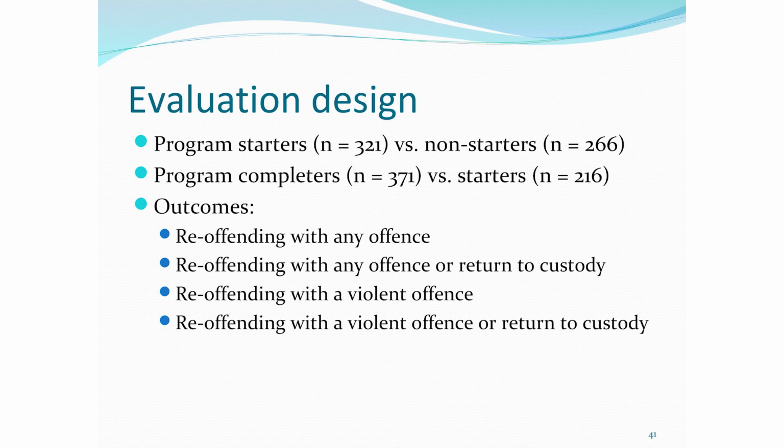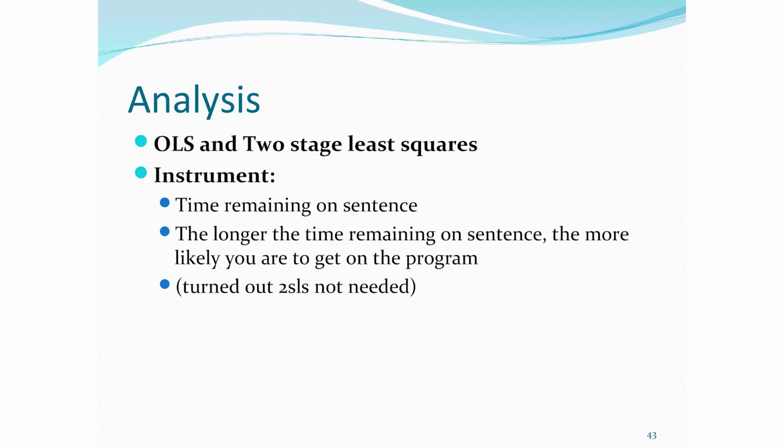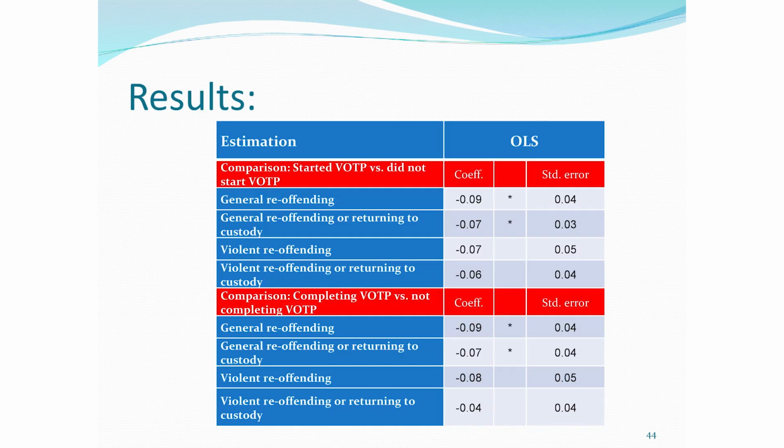There are outcomes: reoffending with any offence, reoffending with any offence or return to custody, reoffending with a violent offence, or reoffending with a violent offence or return to custody. There are our controls. For the statisticians, I can assure you that we did all the things you would normally do to check for omitted variable bias. Turned out we didn't need to worry about that. And here are the results. Now, a negative sign, again, is good news, and the star tells you that the result's significant.